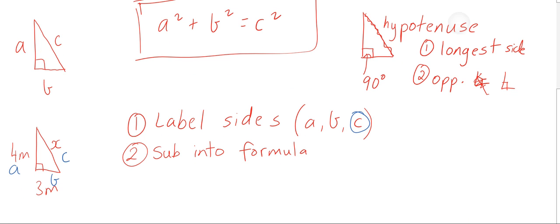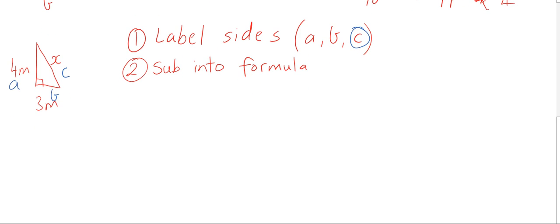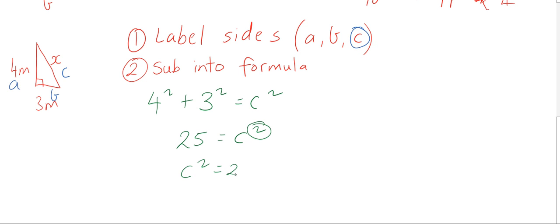So if we go back, we've got A, which is 4, so we would write 4 squared plus B squared, which is 3, equals C squared. Now you can put that straight into your calculator, you get an answer of 25 on this side, and that's equal to C squared. But we're actually after C in this triangle, not C squared, so we need to undo that squared, and the opposite of squared is square root. So if C squared is 25, and I want C by itself, I need the square root of 25, therefore C is equal to 5 meters.